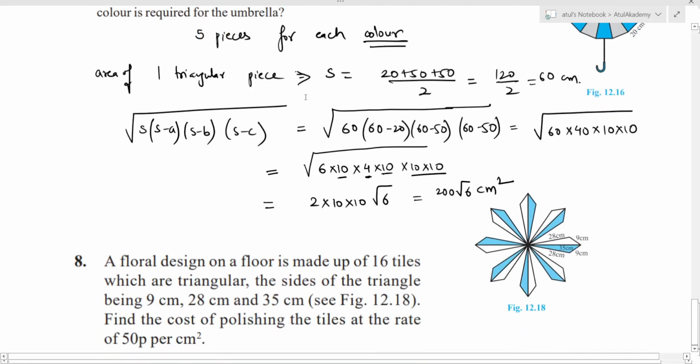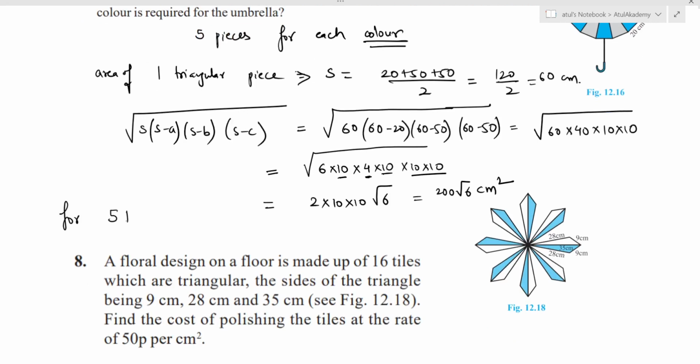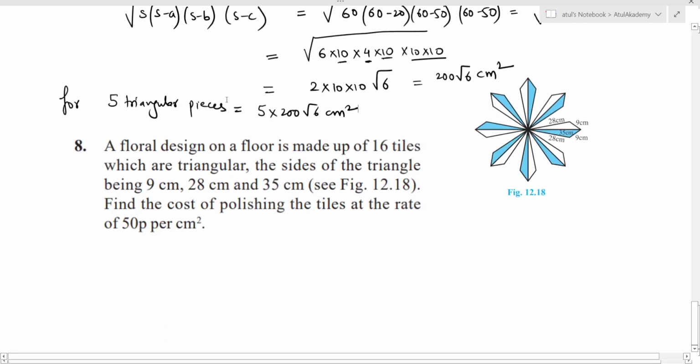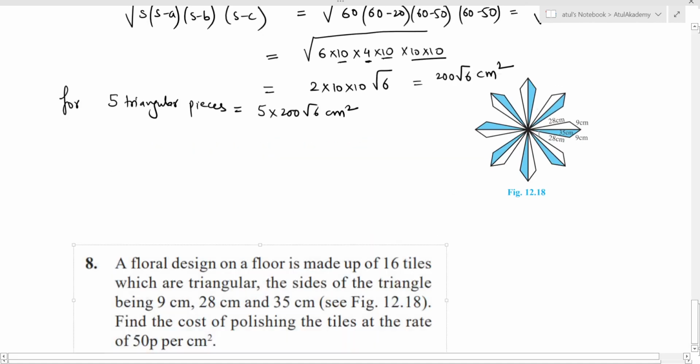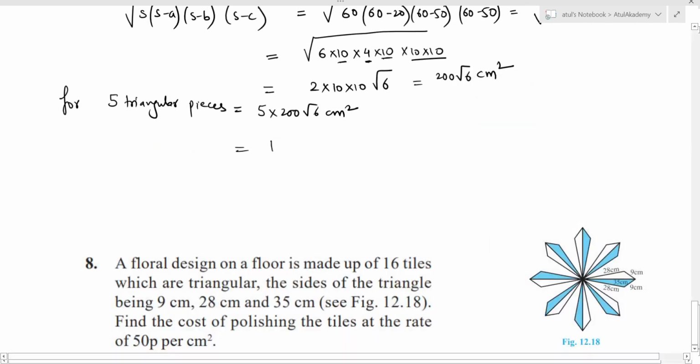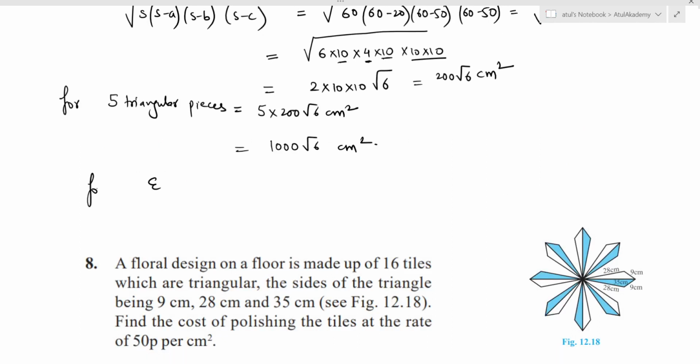Okay, fine. So for 5 triangular pieces, what will be the area? 5 into 200 root 6 centimeter square. So what will that be, students? It will be 1000 root 6 centimeter square. So for each color, how much cloth required? 1000 root 6 centimeter square, and for the other color also 1000 root 6 centimeter square. I hope till here it's clear, students.